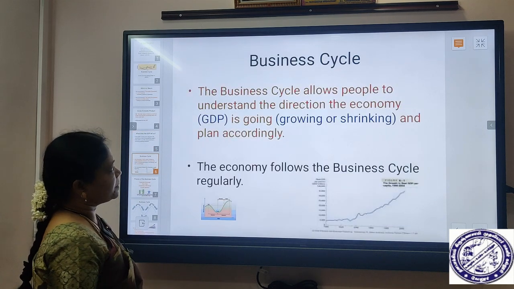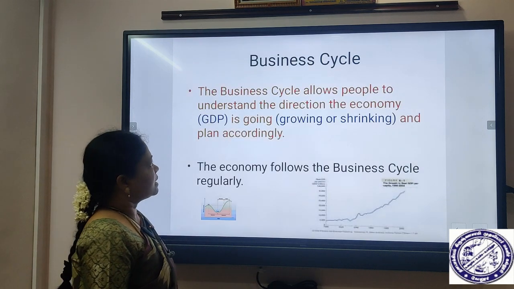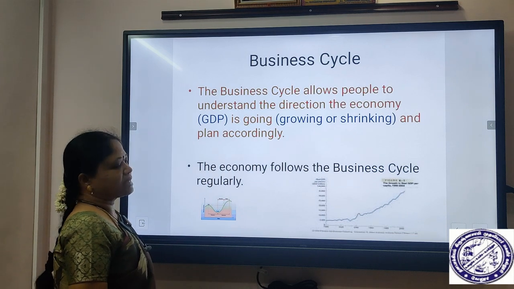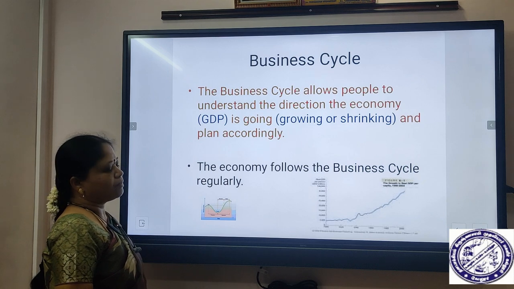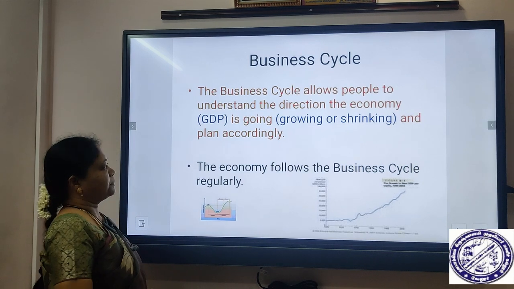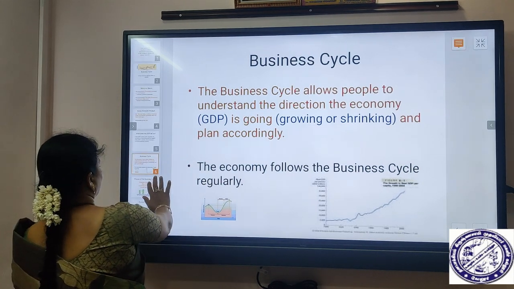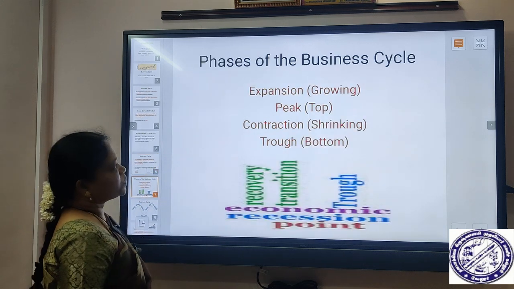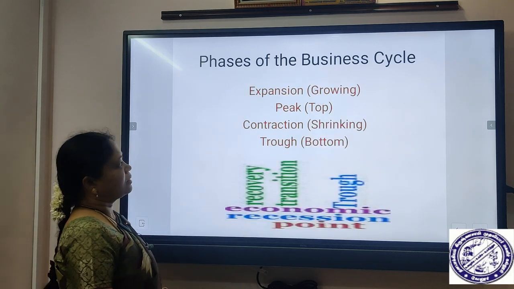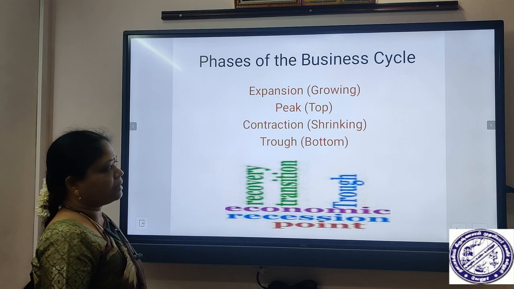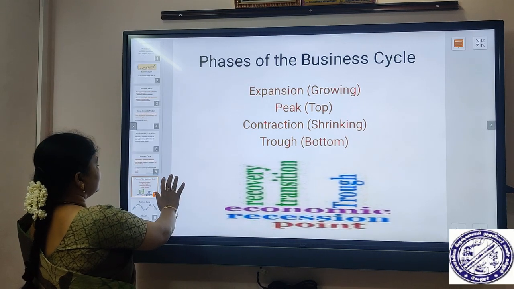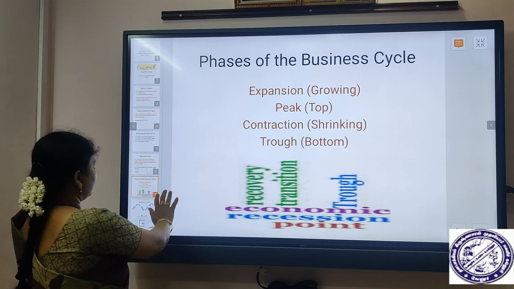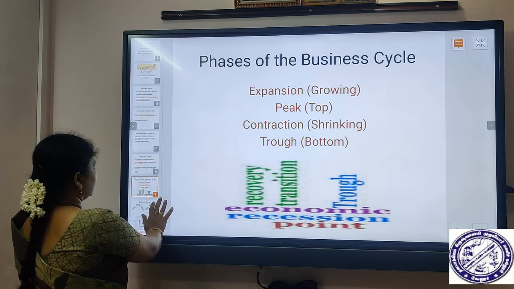Then coming to our topic, business cycle. Business cycle allows people to understand the direction the economy is going and we can plan accordingly. The various phases of business cycle are expansion, peak, contraction and trough. These are the 4 phases of business cycle.